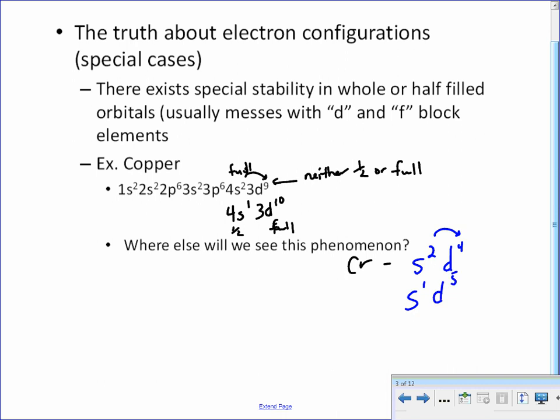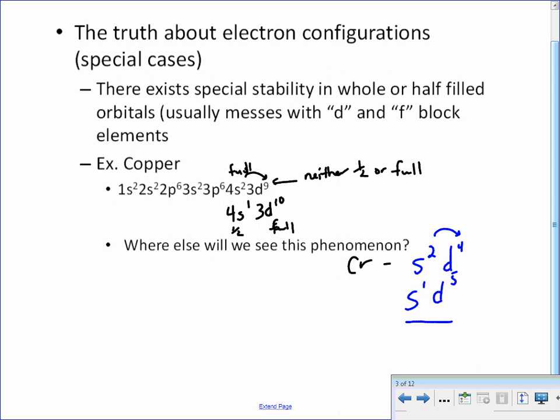So here we started with the s sublevel, which was full, and the d sublevel, which was neither half or whole filled. But by moving that electron over, now we have two orbitals that are both half filled, and that is more stable than having an orbital that's whole filled and one that is neither half or whole filled.